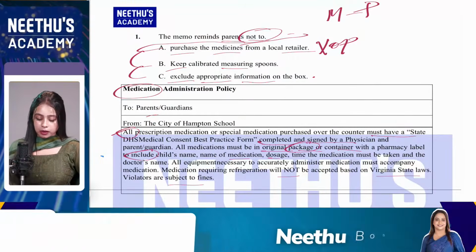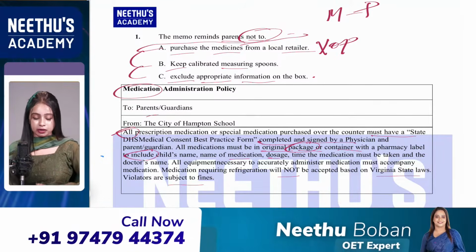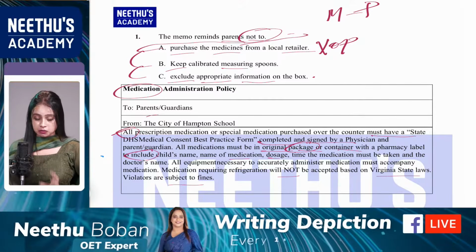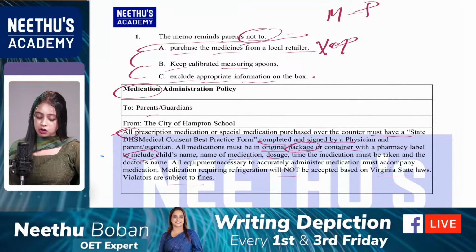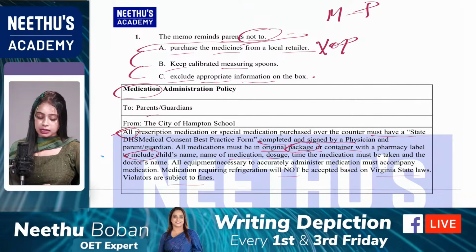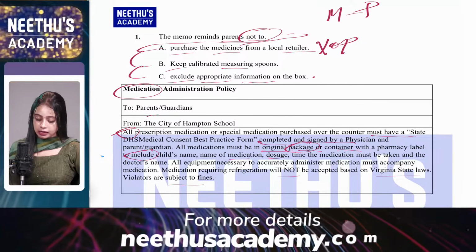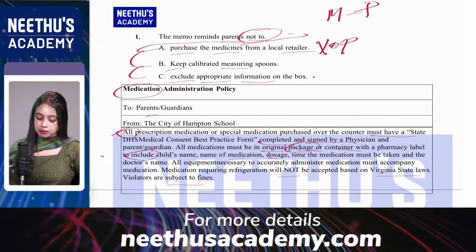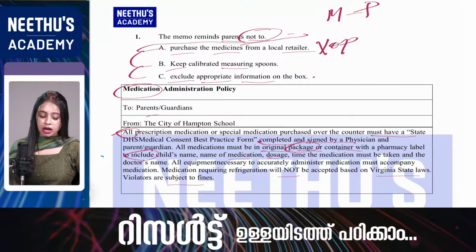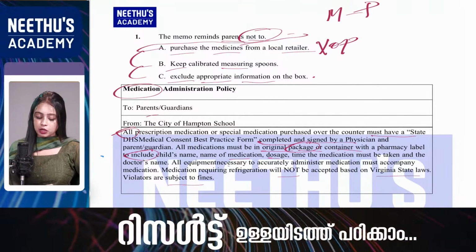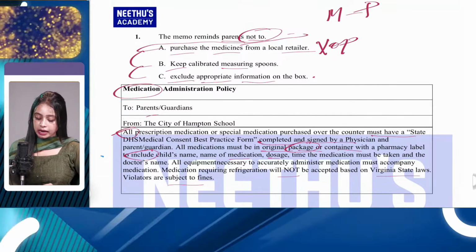Let me check the paragraph once again. Option B: all medication must be in the original package or container with a pharmacy label to include the child's name, name of medication, dosage, time the medication must be taken, and the doctor's name. All equipment necessary to accurately administer medication.